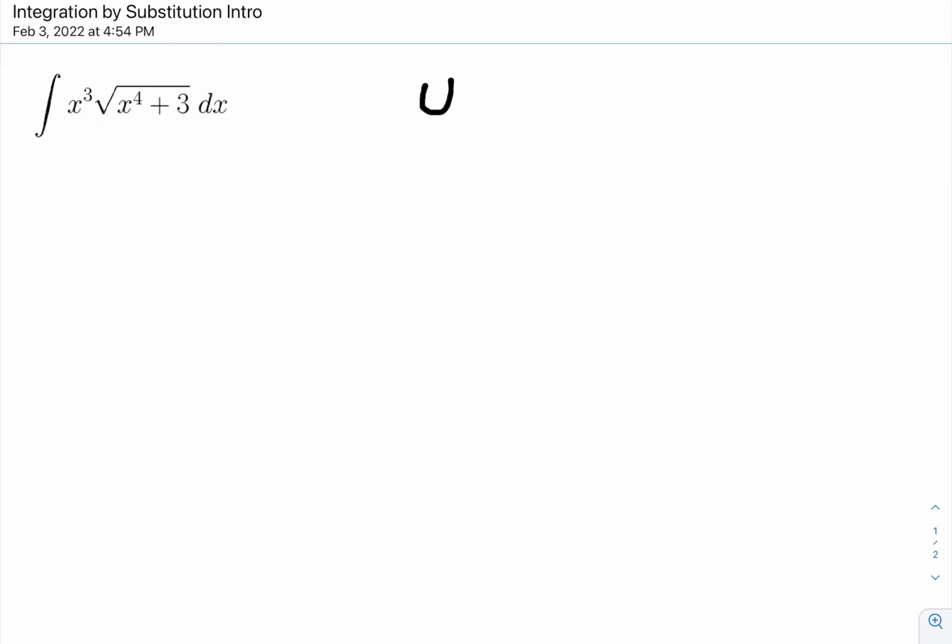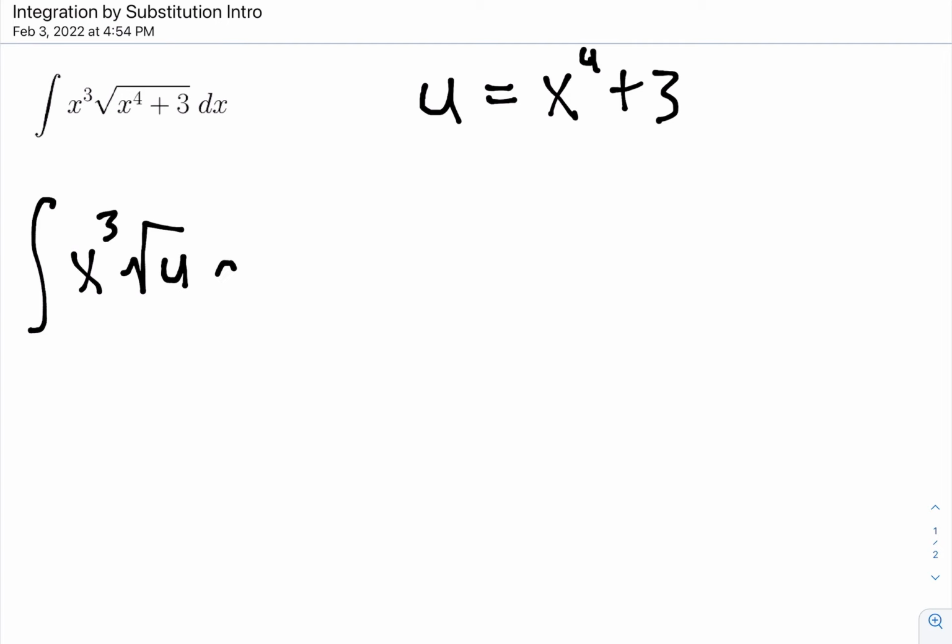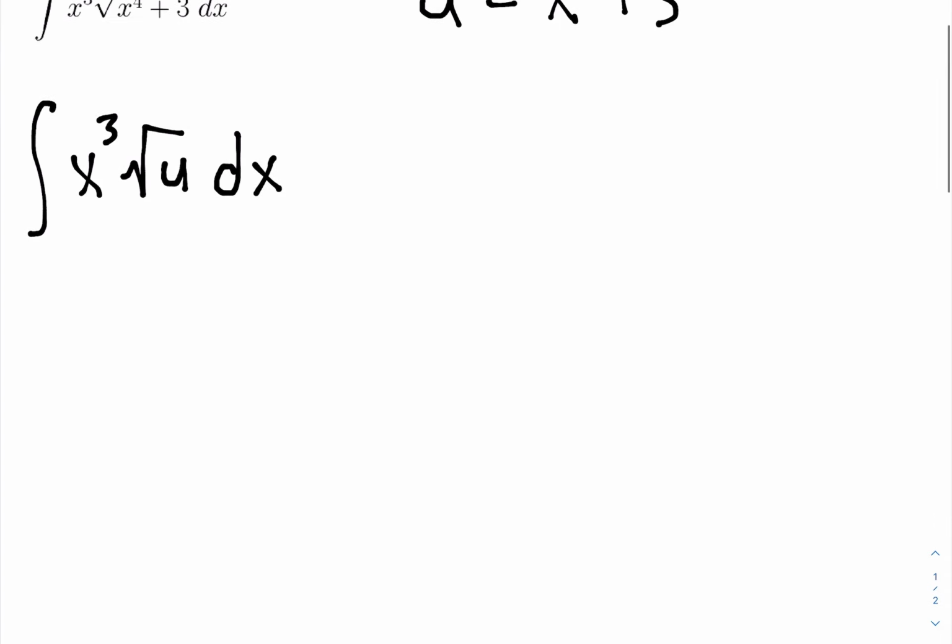We always set the higher exponent, right? This is x to the fourth, and this entire expression that's embedded in the square root, we set that equal to u. Okay, so this is x to the fourth plus 3. So the way it is right now, we have an integral of x cubed times the square root of u dx. Now, let's try and think of a way to make this dx du. What if we wanted this to be du?